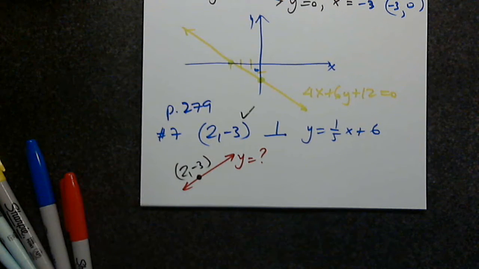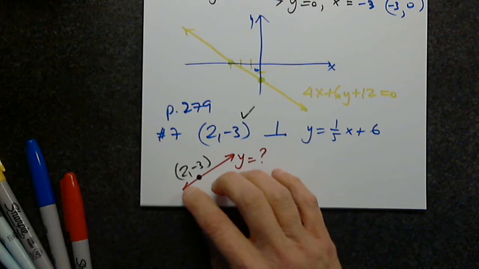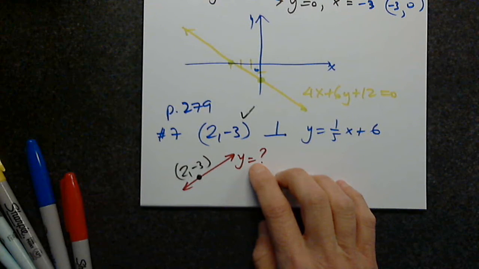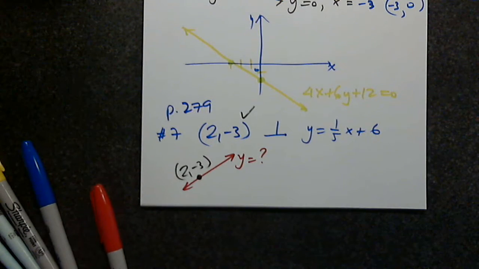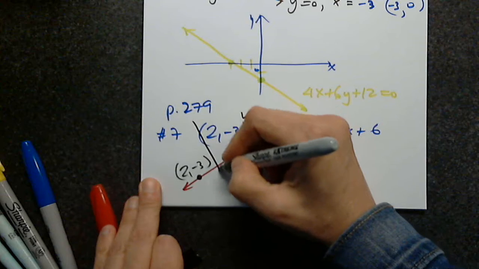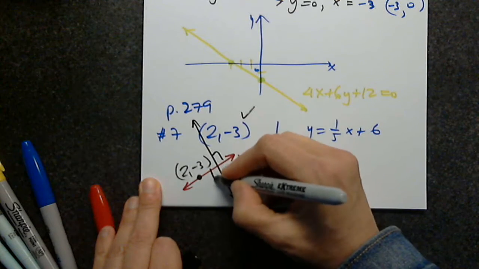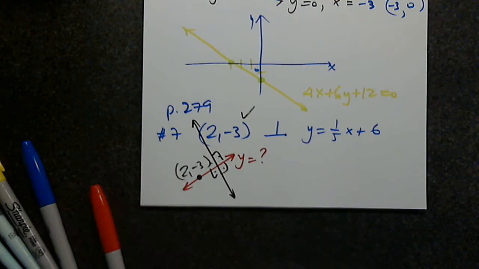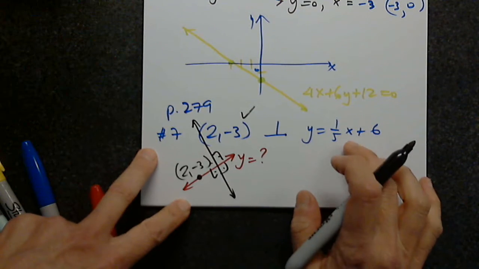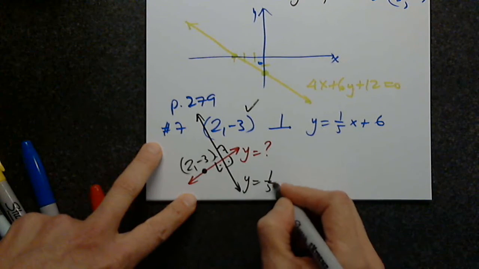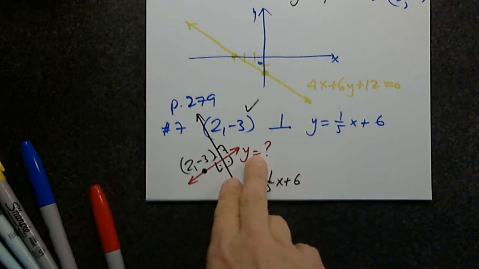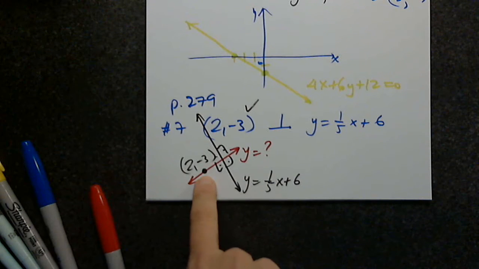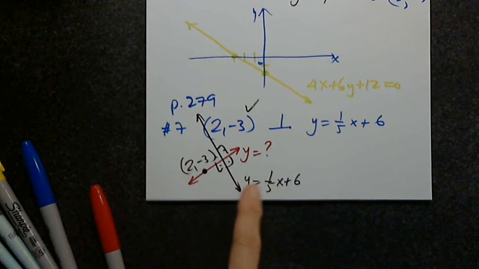But there is one other piece of information. They say that the line whose equation I need to find is perpendicular to this line. So it forms right angles everywhere, 4 right angles. And this equation is this one, y equals 1/5 x plus 6. So we're asked to find the equation of the red line, knowing that it passes through this point and is perpendicular to this line.